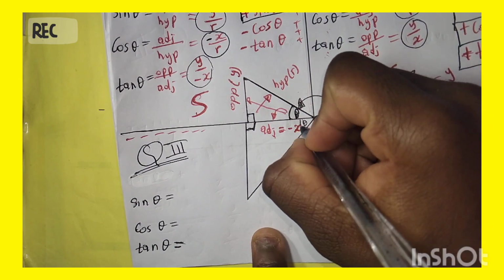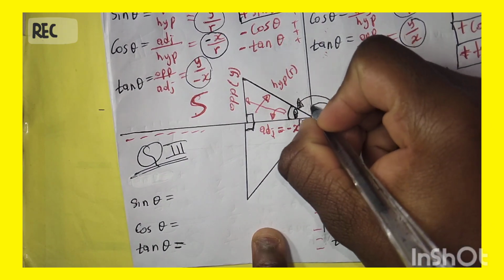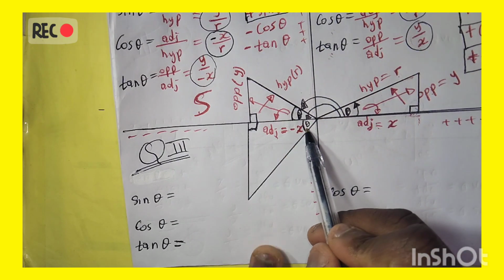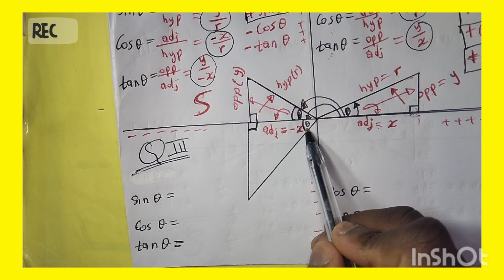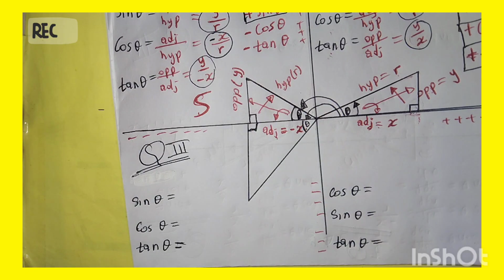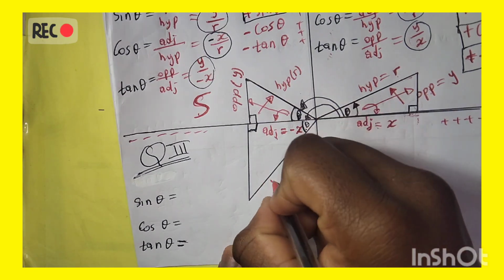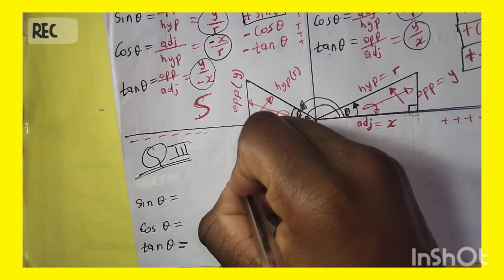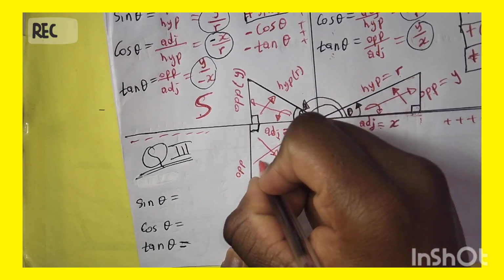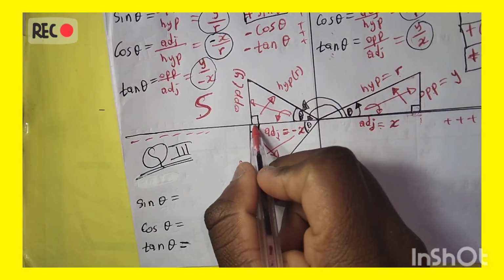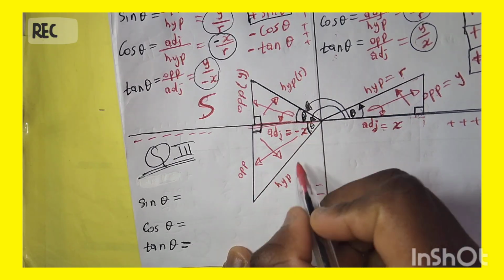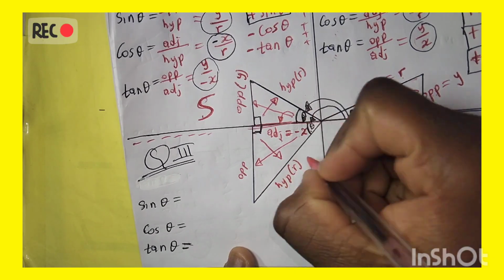So here we got angle theta, because now we have moved until there. So our angle theta is here on that quadrant. Now I will identify this as the hypotenuse. It is opposite the 90 degrees. Then this one is the opposite because it is opposite that angle. And our adjacent is still that side there, which is negative x. My hypotenuse all the time is positive.